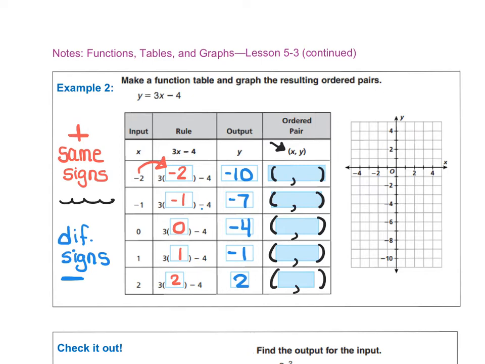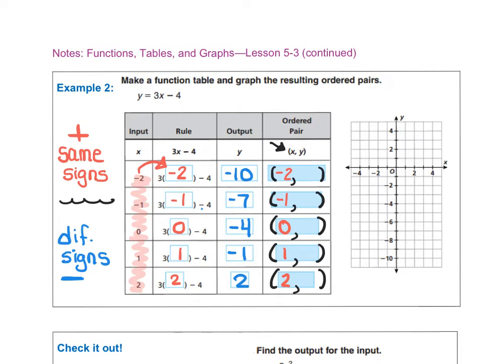My x values are just what I have over in the x column. So what I started with over here. These are going to become my x values for my ordered pair. So I'm going to start with -2 for x, and second I had -1. Go ahead and fill in the rest.